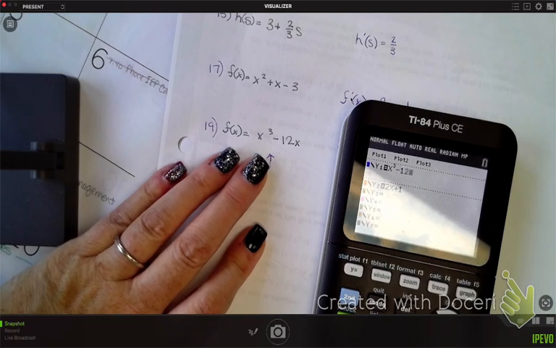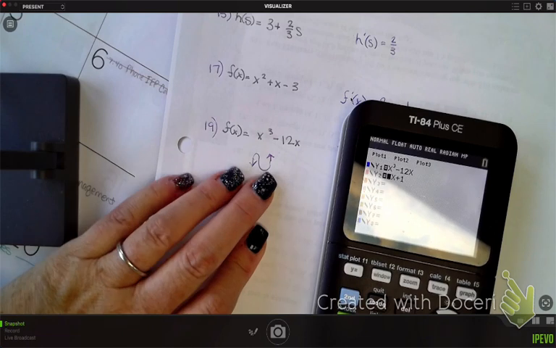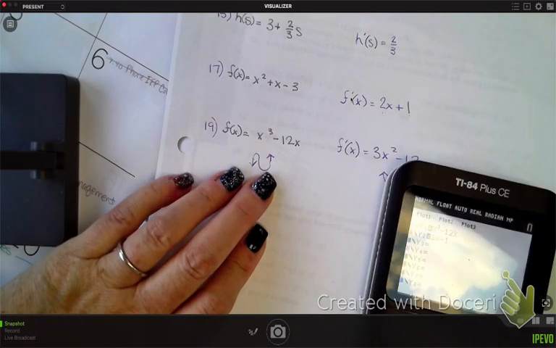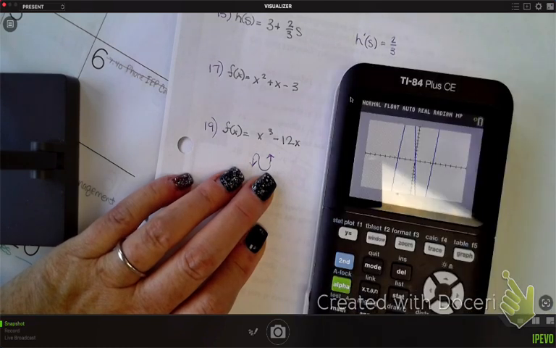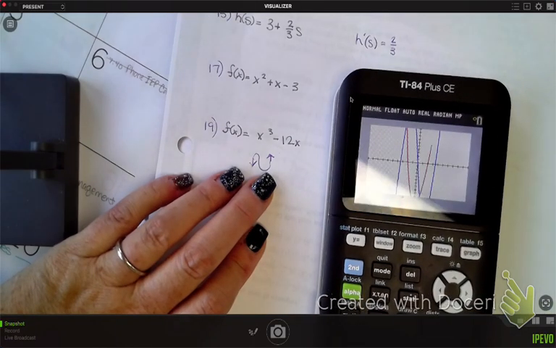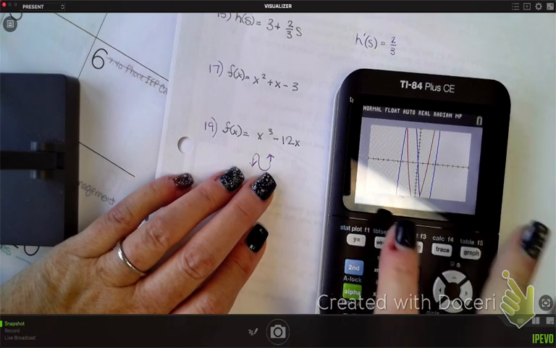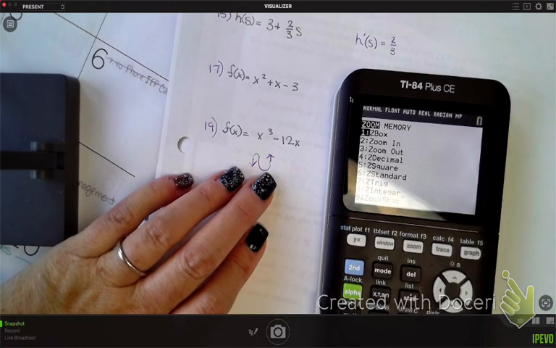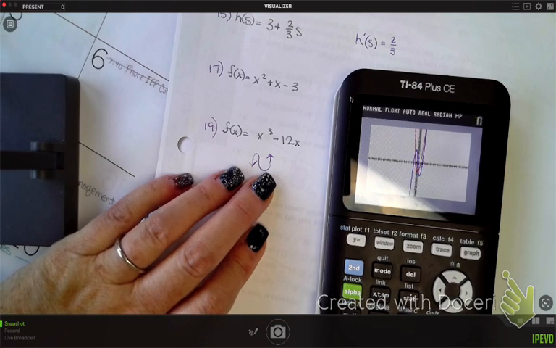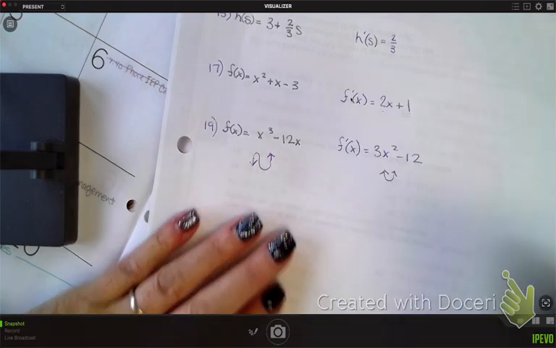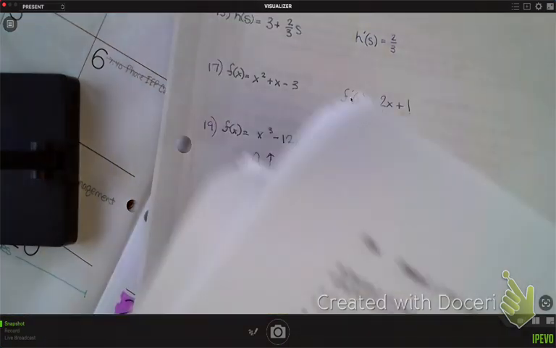Okay. So then I have x cubed minus 12x. And the derivative was 3x squared minus 12. So I better see, there's my cubic, yep. And is there my parabola? It's my cubic, and there's my parabola. Got it?